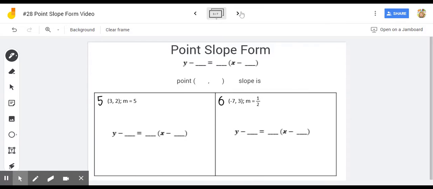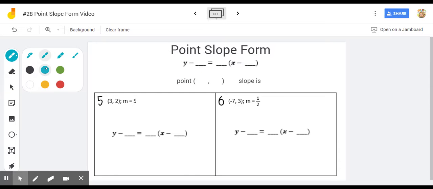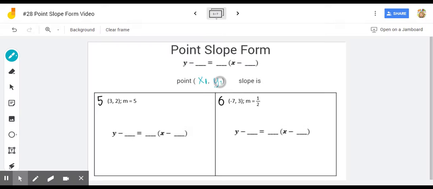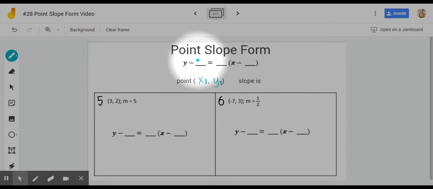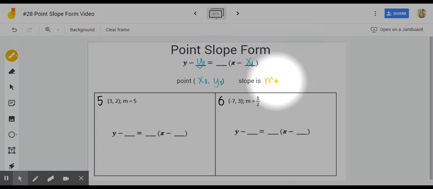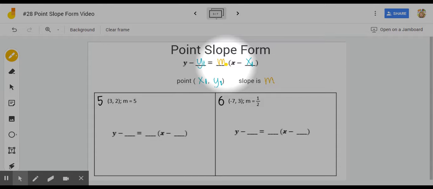All right, so let's take a look at how we're going to use this and what the point slope form actually looks like. So as an equation, the point slope form, number one, has a point, an x coordinate, and a y coordinate. So we're going to call that x1 and y1 here. So you'll have y minus y1, our y coordinate of the point, and our x minus x1 inside the parentheses. Now, you also need to have a slope, and your slope is named by little m. So the slope is little m.